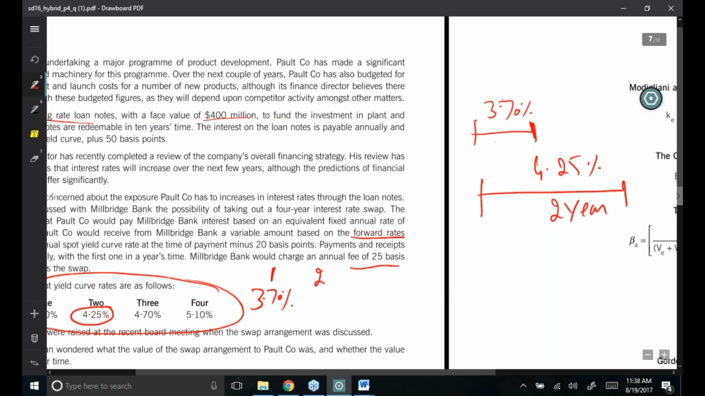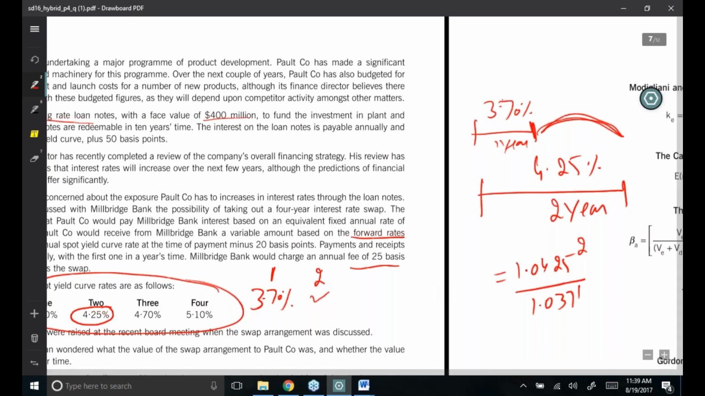So what about that investor who will invest after 1 year for a period of 1 year? How are you going to calculate it? You will calculate like this: 1.0425 raised to power 2, because you are going to receive 4.25% for 2 years, divided by 1.037 raised to power 1. That's how you're going to calculate the forward rate of year 2.